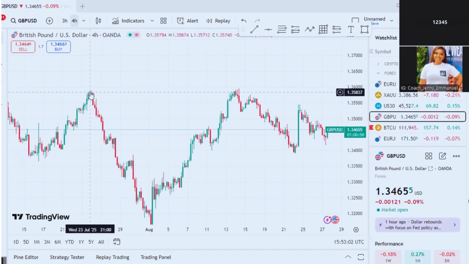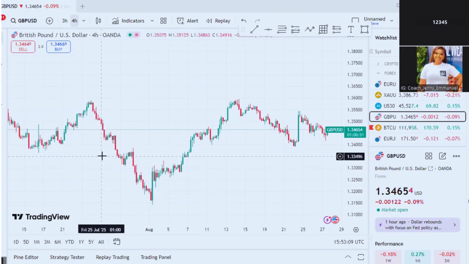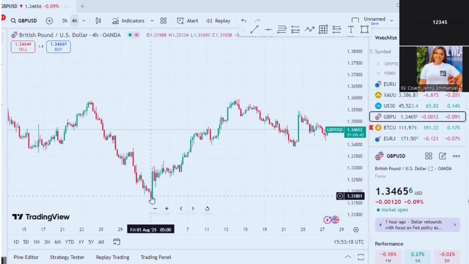Now you can see here the market reacted here before and there was a major supply. Now guys, before I even continue, we all know what supply is now. Do you understand? Supply is for sellers, demand is for buyers. So here you can see the major supply move here.